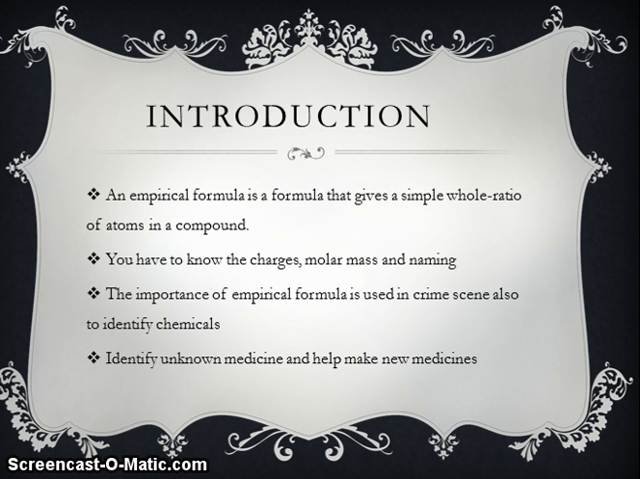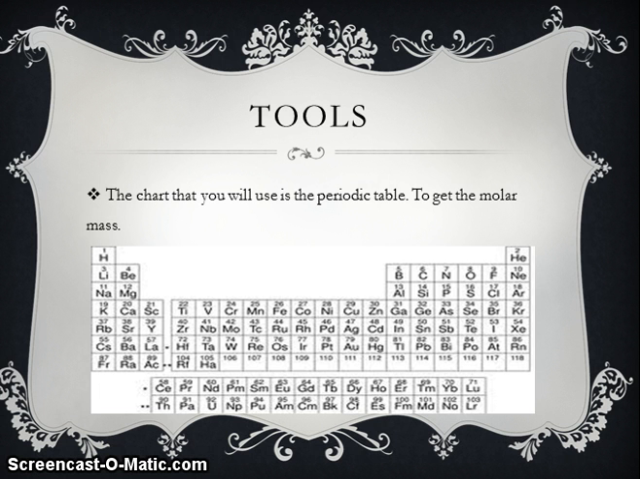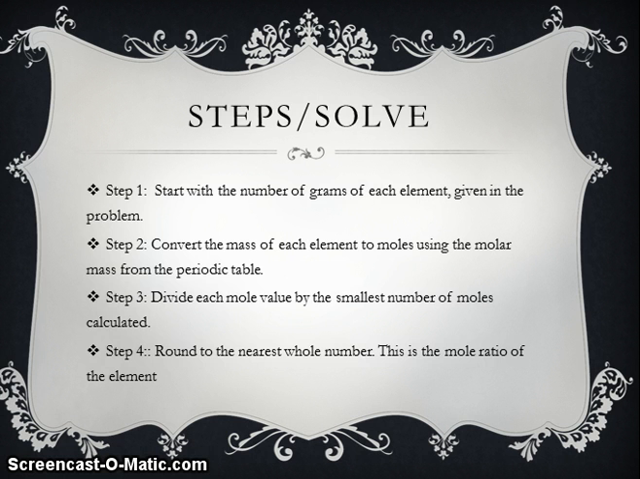The introduction. An empirical formula is a formula that gives a simple whole ratio of atoms in a compound. You have to know the charges, molar mass, and naming. The importance of empirical formula is that it is used in crime scenes to identify chemicals, and also to identify a known medicine and help make new medicine. The tool you have to use is the periodic table to get the molar mass.